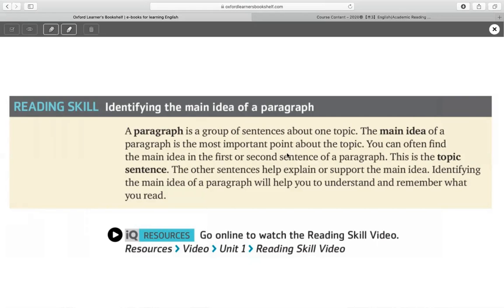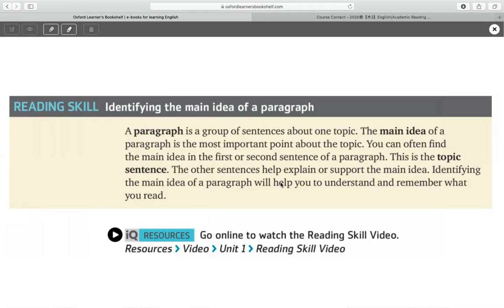So this is very important, okay? When you have shorter paragraphs, generally the main idea is in the first sentence or in the second sentence. This is the topic sentence. We call that a topic sentence, which is very important for you in your writing class as well. So remember to have a topic sentence in your writing too.